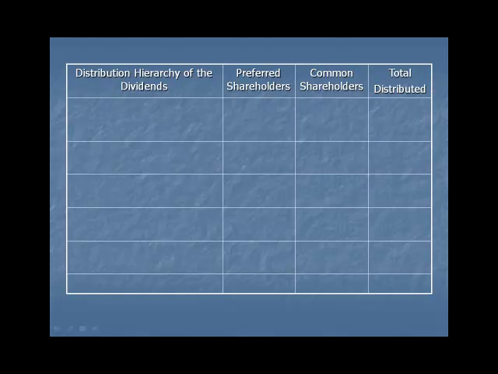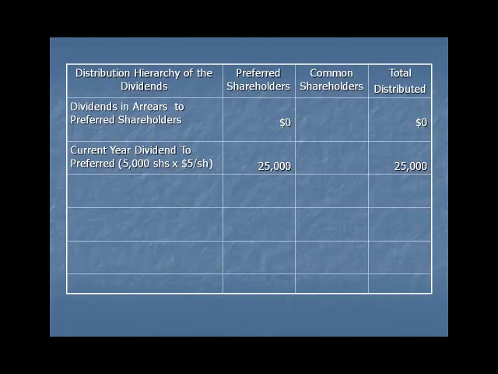So what would happen then? What changes then? Well, there are no dividends in arrears to pay. Doesn't matter how long it's been since preferred shareholders got paid. We'll pay the current year dividend first. Again, 5,000 shares times $5 is $25,000, and then the remainder is going to go to the common shareholders, the rest of the $155,000, which was a total of $130,000.